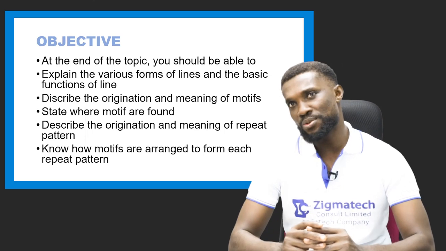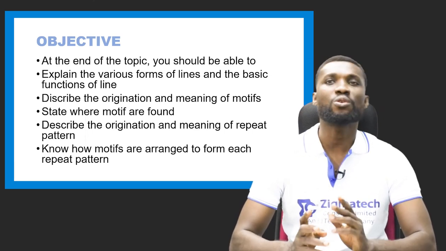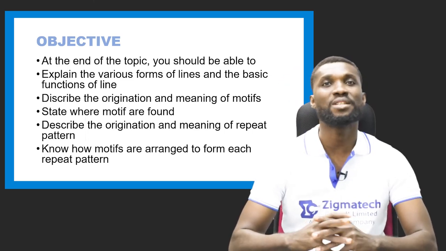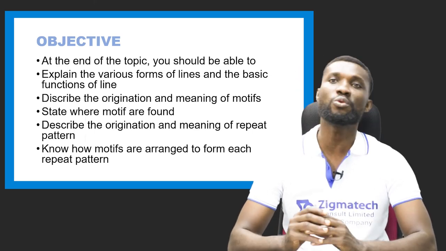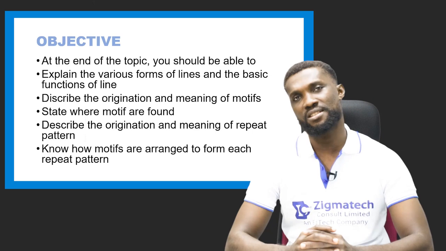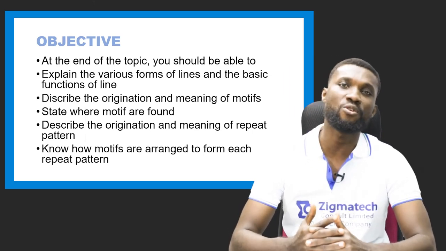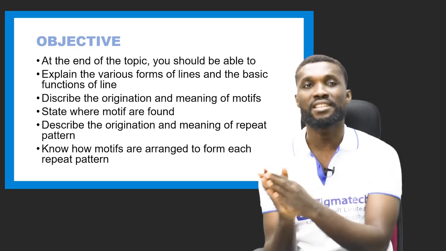At the end of this class also, you will be able to describe the origin and the meaning of motif. You should also be able to state where motifs are found and how they are generated. And then you should be able to describe the origin and the meaning of repeat pattern. Finally, you will know how motifs are arranged to form each repeat pattern. Therefore, we'll be learning all about the repeat pattern.